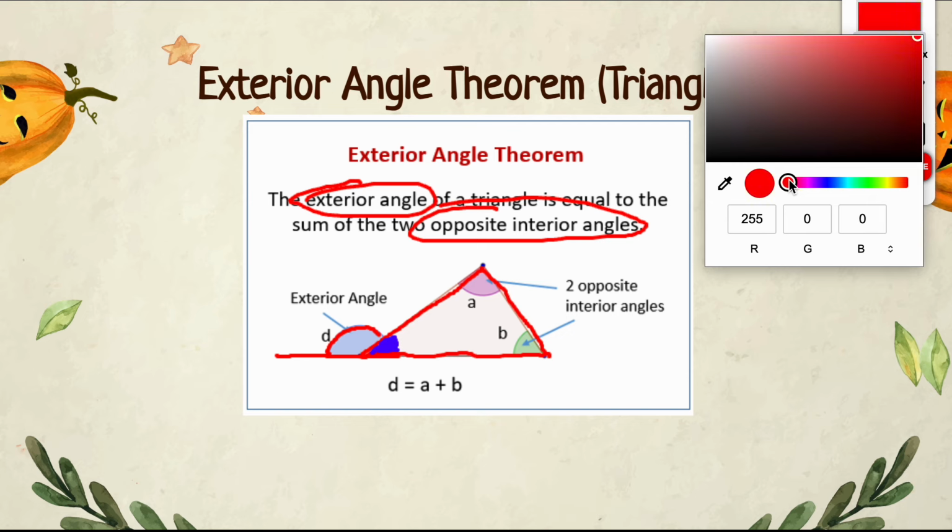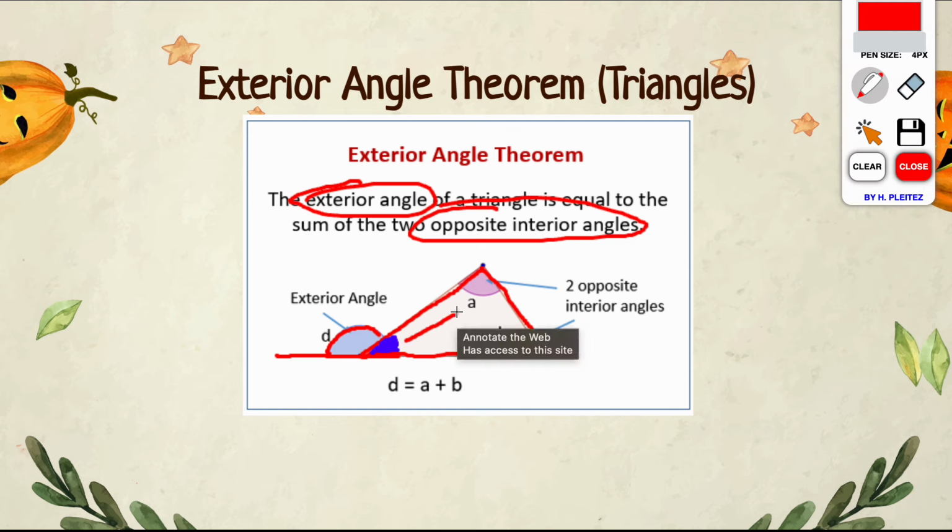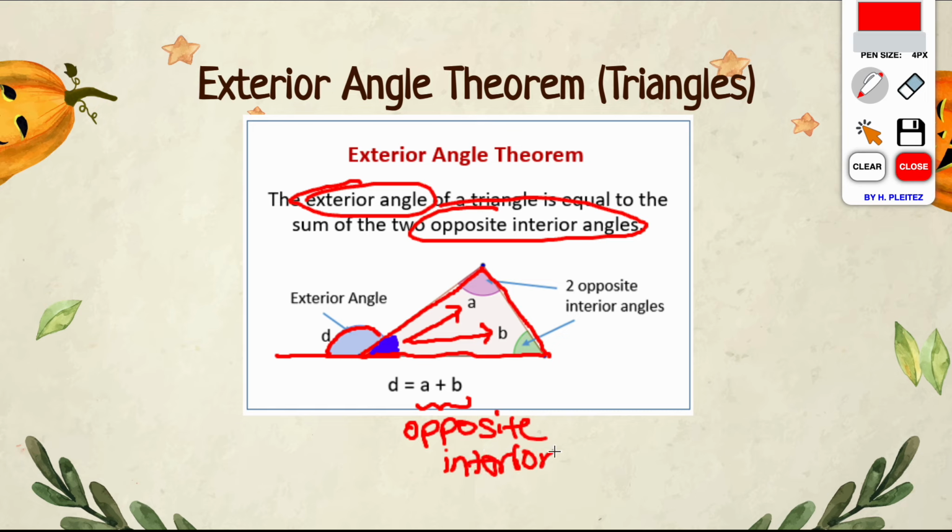But what we need to do is go opposite or go across from our exterior angle over here to angles A and B, and those two are the opposite interior angles. So in this case, angle D, which is our exterior angle, is equal to the sum of A plus B. And remember, A and B were our opposite interior angles. Now, you might also see this, some questions might refer to it as remote interior angles, but opposite or remote mean the same thing here.